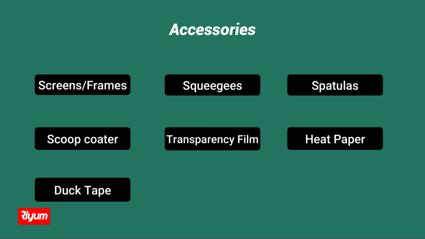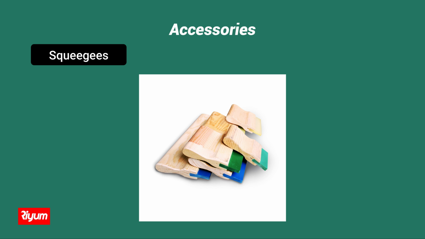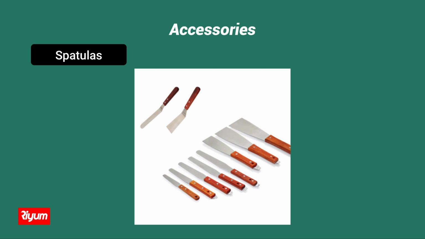Okay, so accessories, you'll need these 7 items. One is screens, frames, obviously, and along with that, the mesh as well. We're going to talk about the mesh later in the class. And then you're going to need a squeegee, and then you'll need a spatula. Spatula comes in 2 sizes: 1 inch and 2 inch, sometimes 2.5 inch.